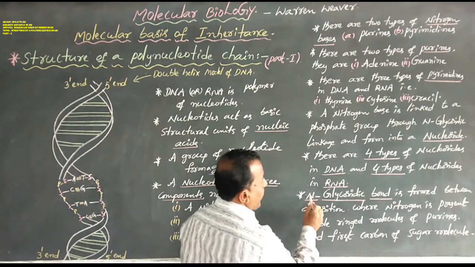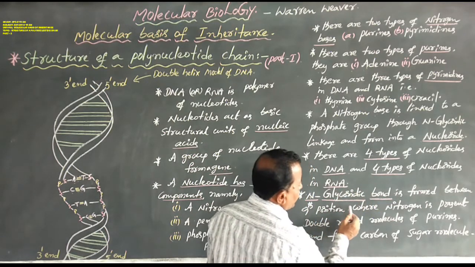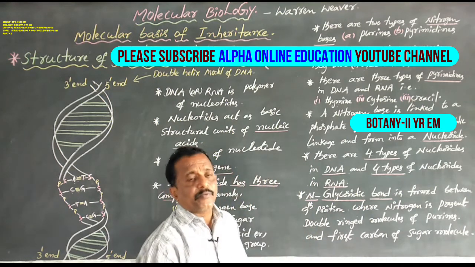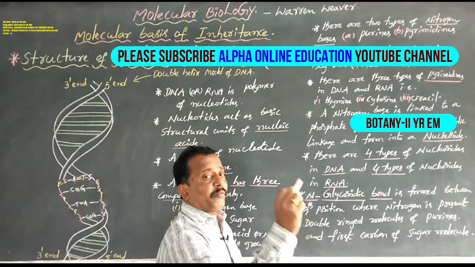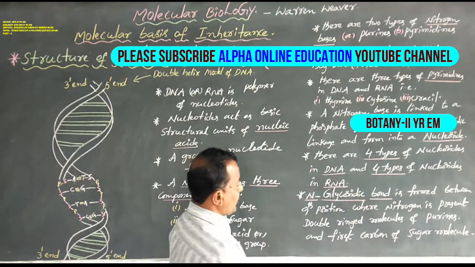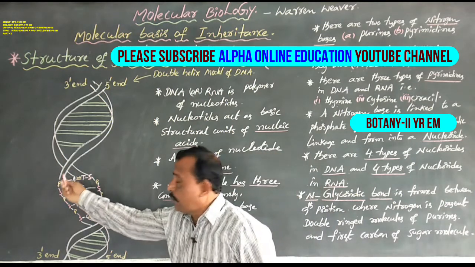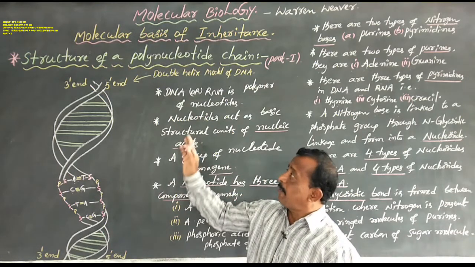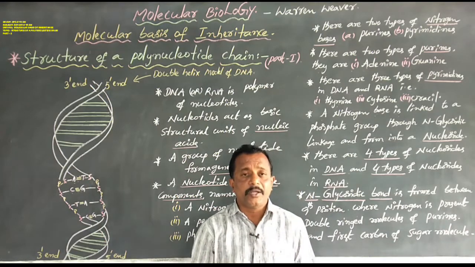But here the N-glycosidic bond is formed between the ninth position, where nitrogen is present in the double ringed molecules of purines, either adenine or guanine, and the first carbon of the sugar molecule. This is some about the structure of a polynucleotide chain. Okay, now thank you.